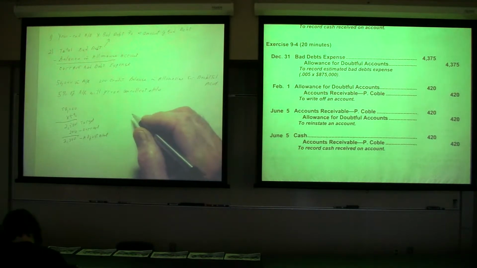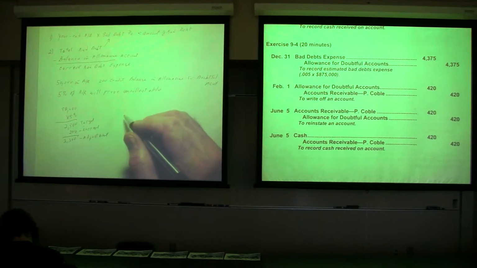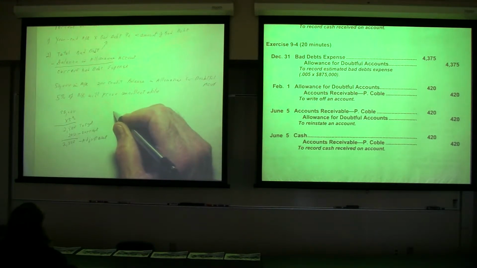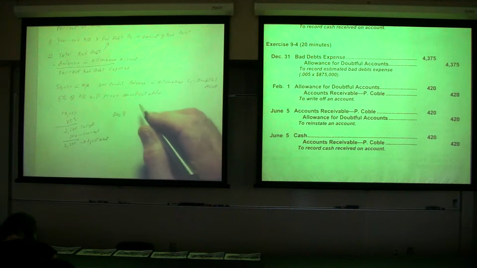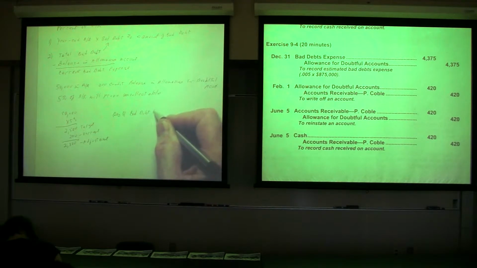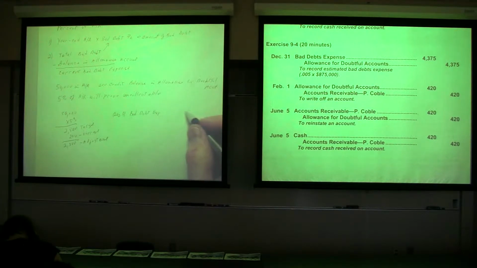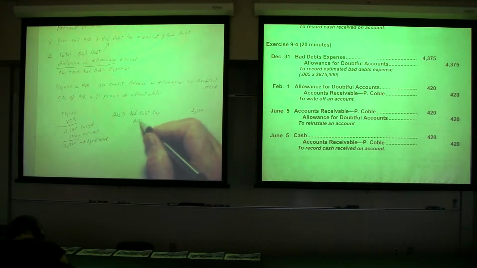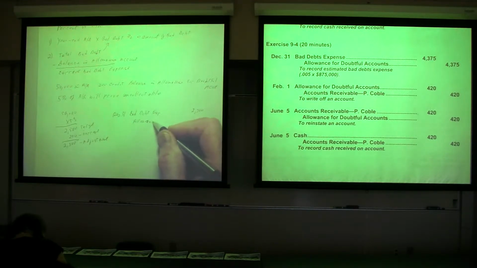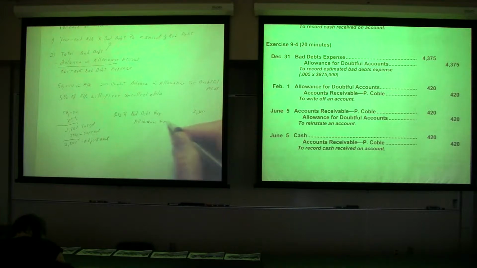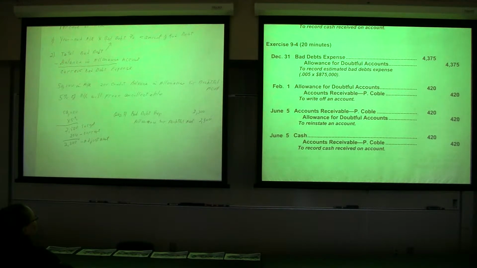And let me just write some more and then we'll have a chance to discuss it. So in this case, it's an adjusting entry, so it'll be December 31. You're going to debit bad debt expense for the 2,300, and you're going to credit the allowance for doubtful accounts, ACCT, for 2,300. Okay? So what you want to do is bring it up to the target.